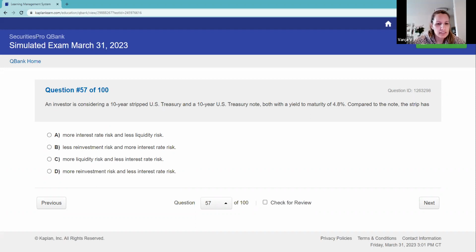More interest rate risk and less liquidity risk, less reinvestment risk and more interest rate risk, more liquidity risk and less interest rate.